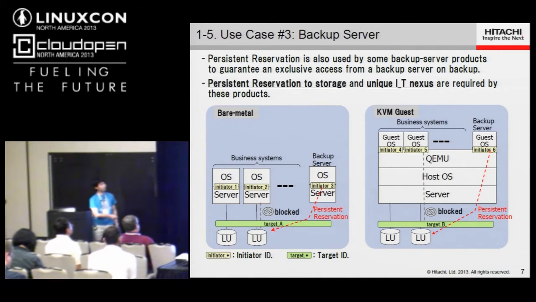This use case also exists for KVM guest. And in this case, all business systems and the backup server are in the same server. And persistent reservation needs to be issued from guest to storage. And also the initiator ID needs to be unique.